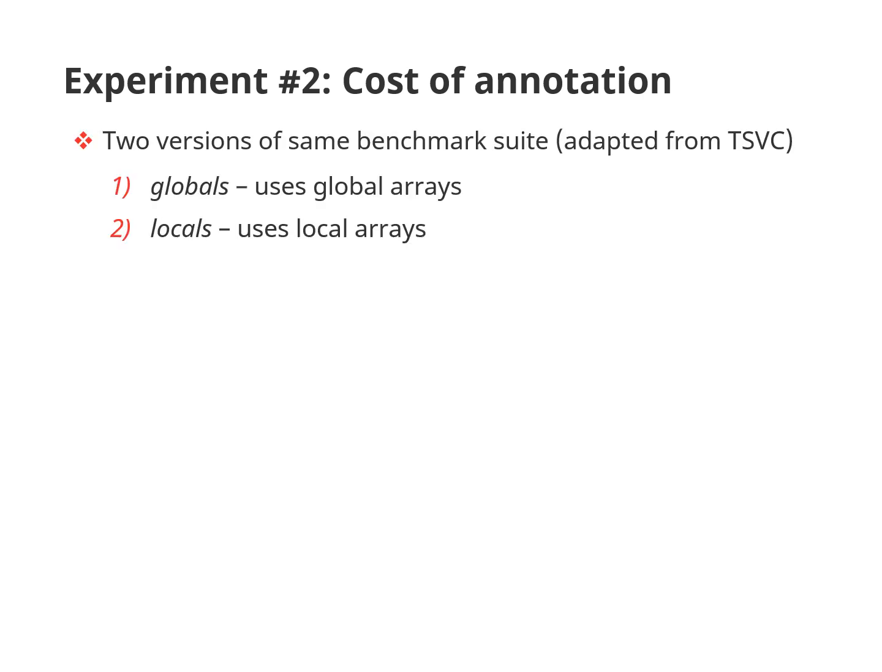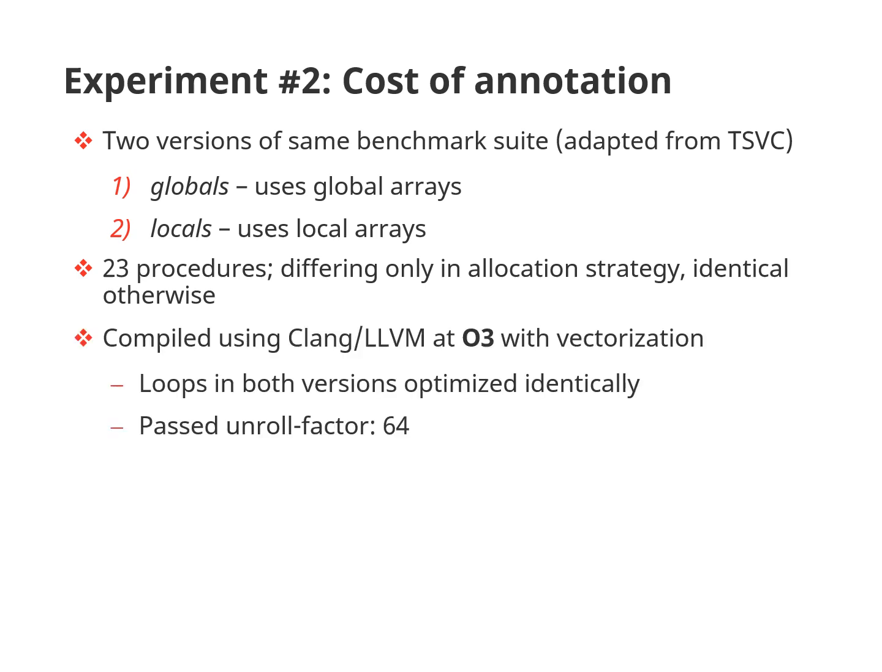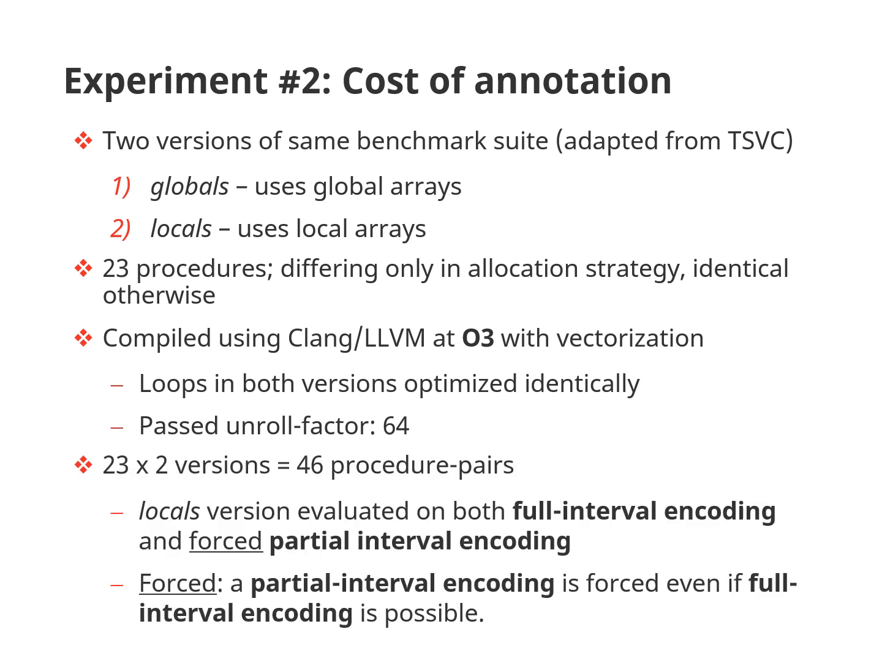For our second experiment, we create 2 versions of the same benchmark suite. In the first globals version, we use global arrays. In the second locals version, we use local arrays. The 23 procedures selected for this remain otherwise identical. We compile using Clang at O3 with vectorization, which compiles the loop identically in both versions. We pass an unroll factor of 64 for tackling the unrolling and vectorization. Like the previous experiment, we run the locals version on full and partial interval encoding as well.